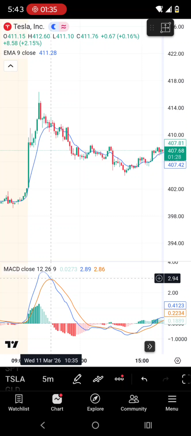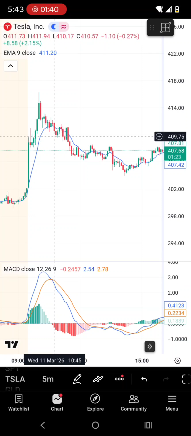And it shows you, so from 10:35, once the two moving averages cross, it went from 412 all the way to like 407. And that's what's so amazing about the MACD. It shows you when the trend is reversing.